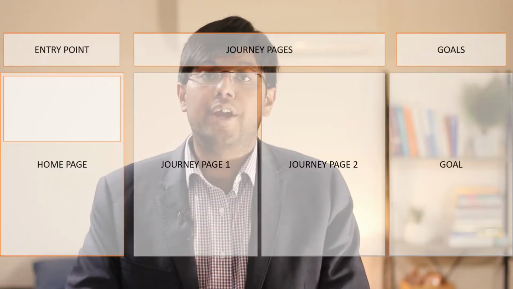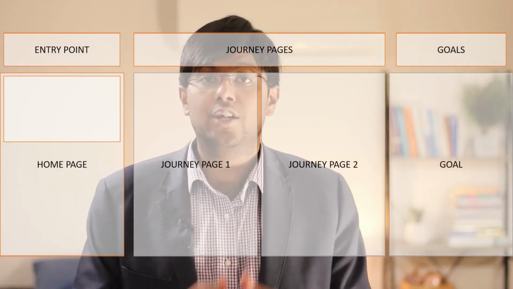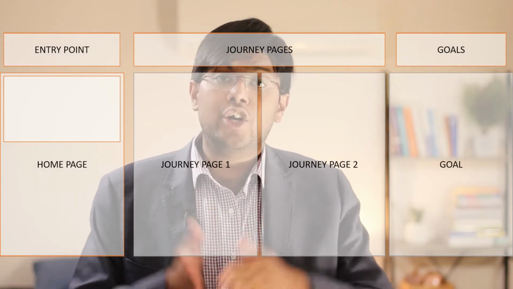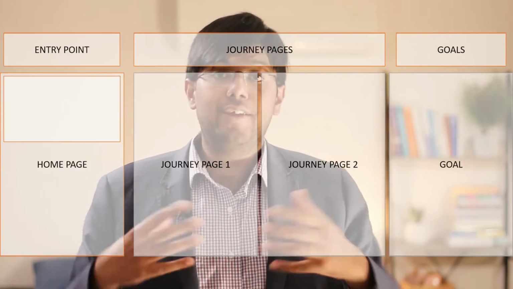Now, the very first thing to understand is that your website visitor passes through three phases while they travel through your website. Number one is an entry point. Your entry point can be your home page or any other page through which they enter your website. Number two are the journey pages, and number three is the goal. And your goal can vary from business to business.